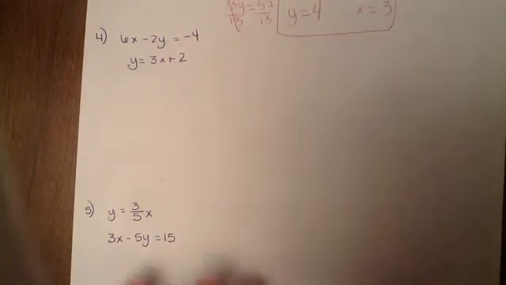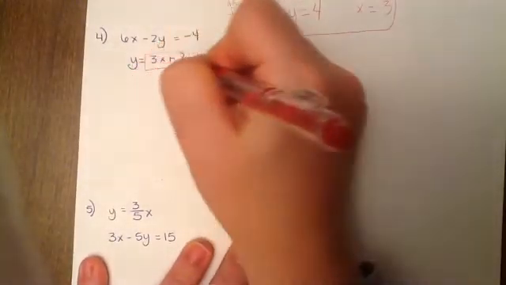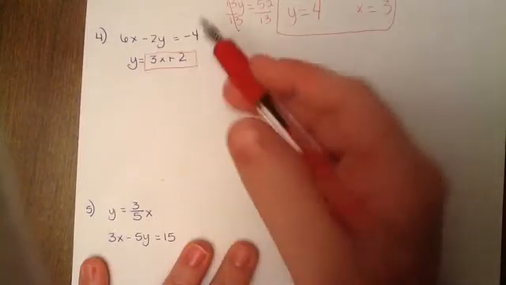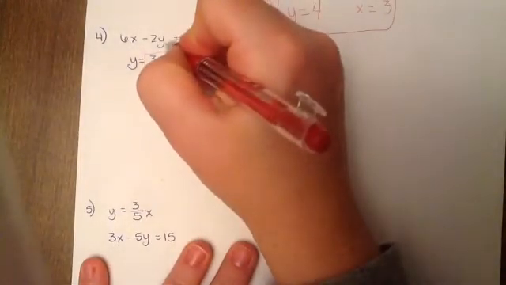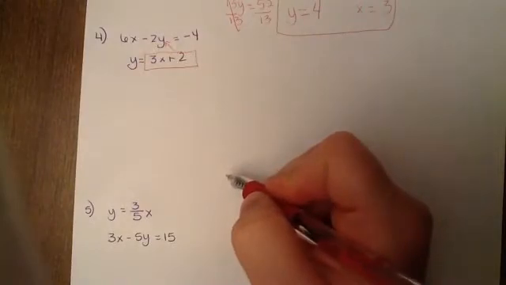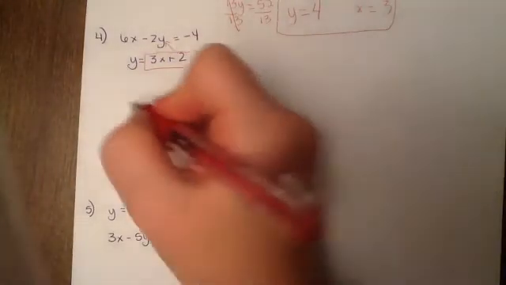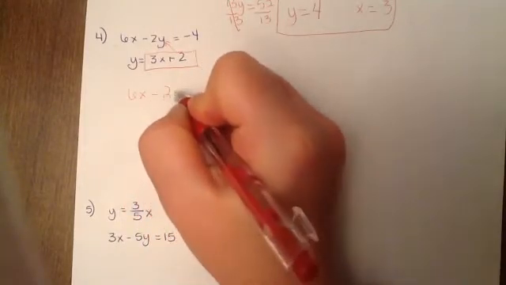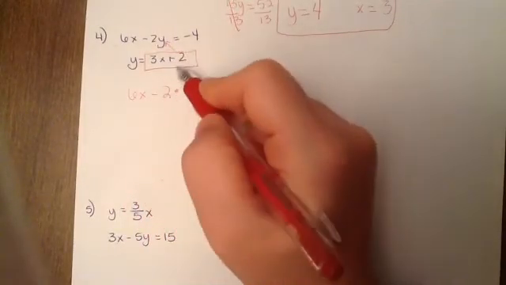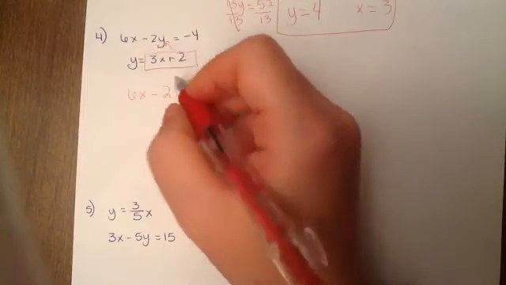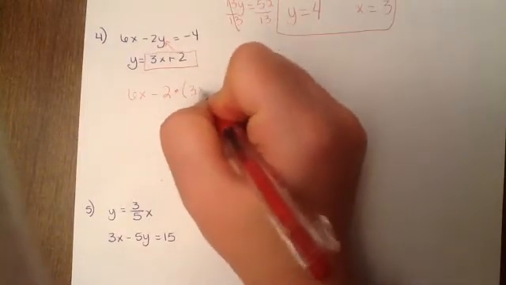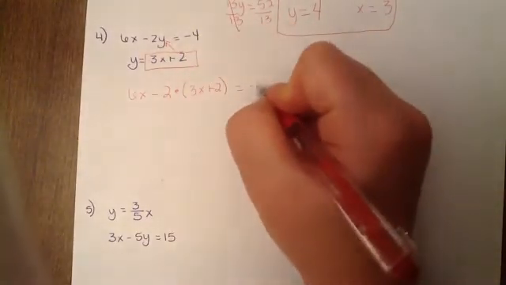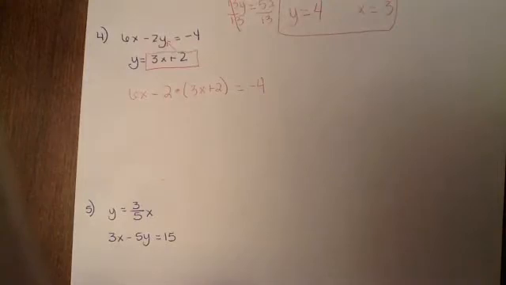Let's see how you did. We already have a variable by itself, which was nice and easy. So I'm going to take this 3x plus 2 and plug it in for which variable? For the y. So I'm going to rewrite that top equation, plugging that in for y. So we have 6x minus 2 times, now y, what do we have to put around the y? Parentheses. Equals -4.